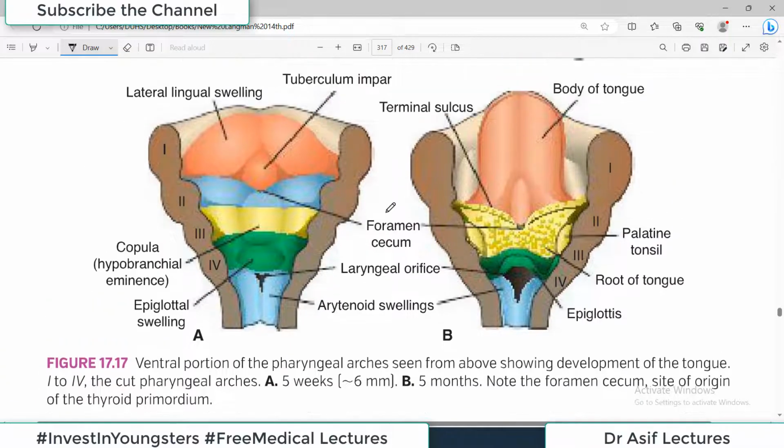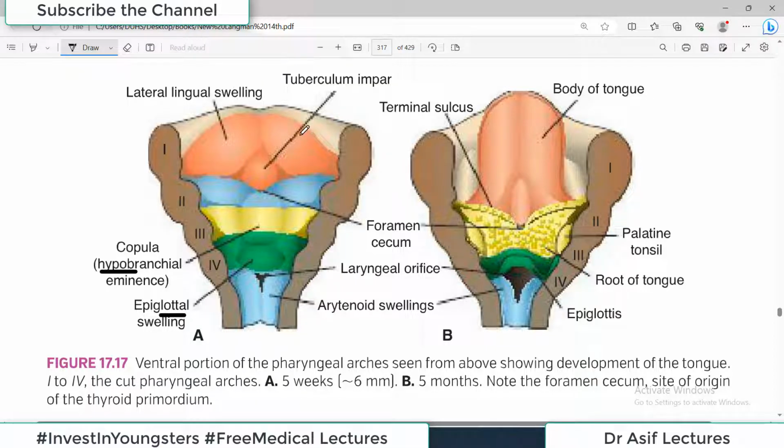So if you look at this diagram here again, this is the copula. So copula is lying just behind the structures that we just discussed. Lateral swellings, tuberculum impar, and then we have the copula. या copula का दूसरा नाम क्या है? Hypobranchial eminence. और copula के बिल्कुल caudal side पे यानी इसकी नीचे की तरफ there is epiglottal swelling. So ये सारी swellings आपको clear होनी चाहिए because इन्हीं swelling से फिर structures develop होंगे.